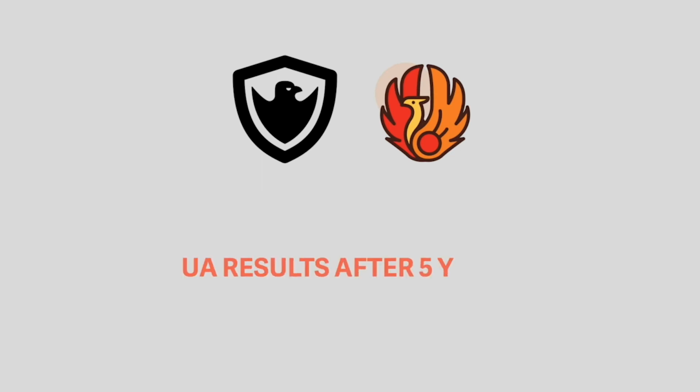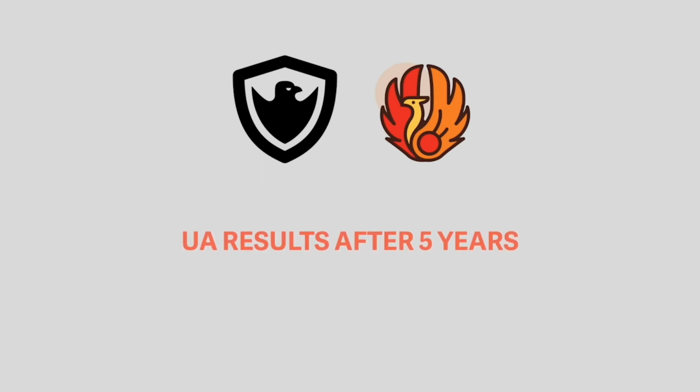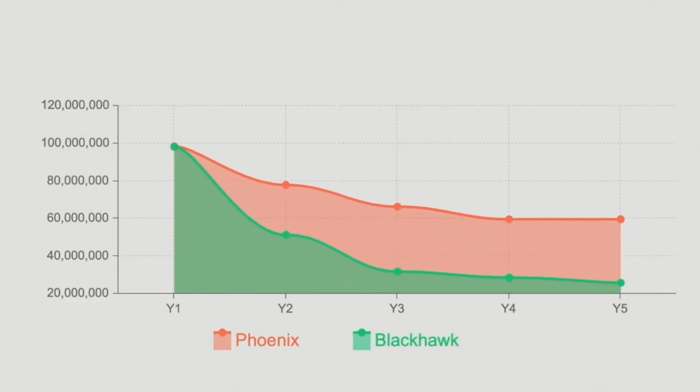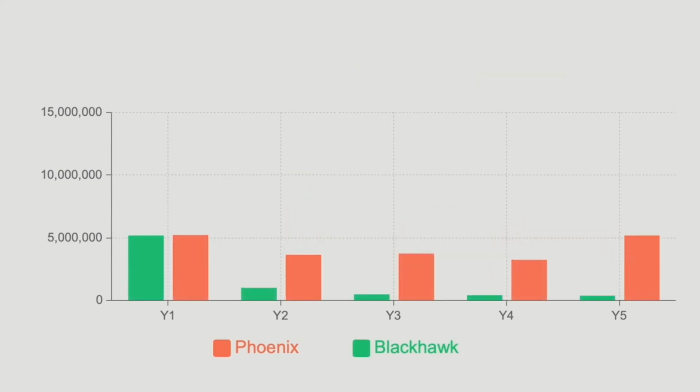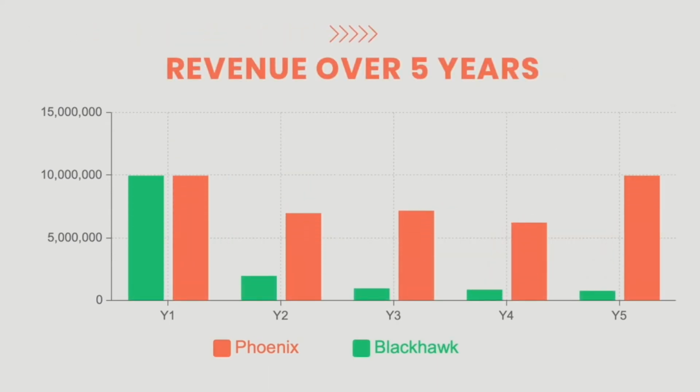The results after a 5-year period for both games is quite telling. The Phoenix team, with a comprehensive UA strategy to complement their viral and influencer marketing, at the end of the 5 years was able to drive sustained downloads of more than 250% over what the Blackhawk team was able to achieve.